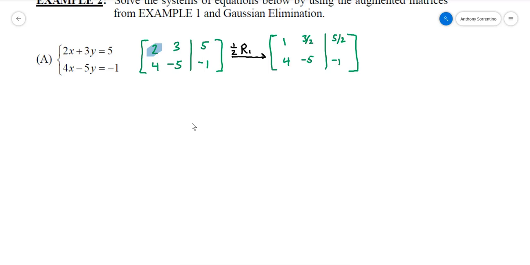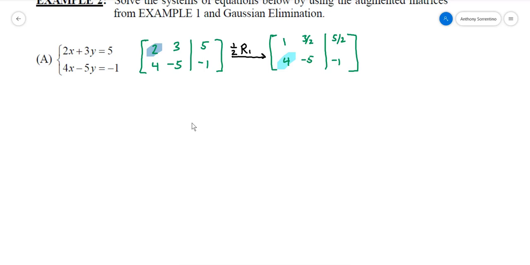The next thing I want to do is establish the 0 here. Well, I'm not going to be able to multiply or divide to get to that 0. Certainly doing a row swap is not going to put a 0 down there, because I only have a 1 in the first position on this top equation.